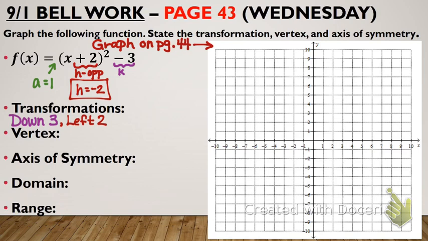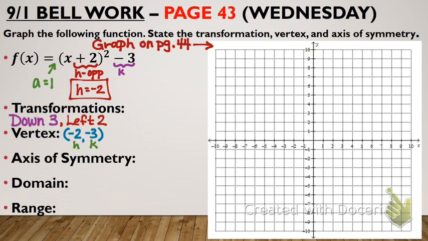I do want to name the vertex next. The vertex is always going to be HK. So what would the ordered pair for this vertex be? -2, -3, because it's my H first and then my K.